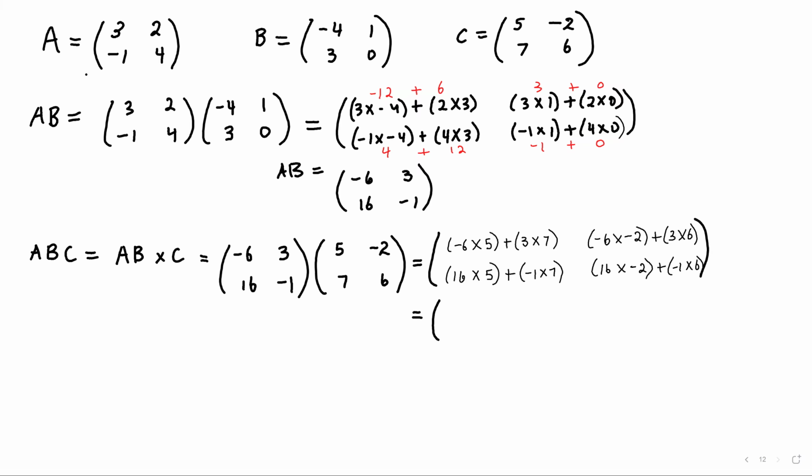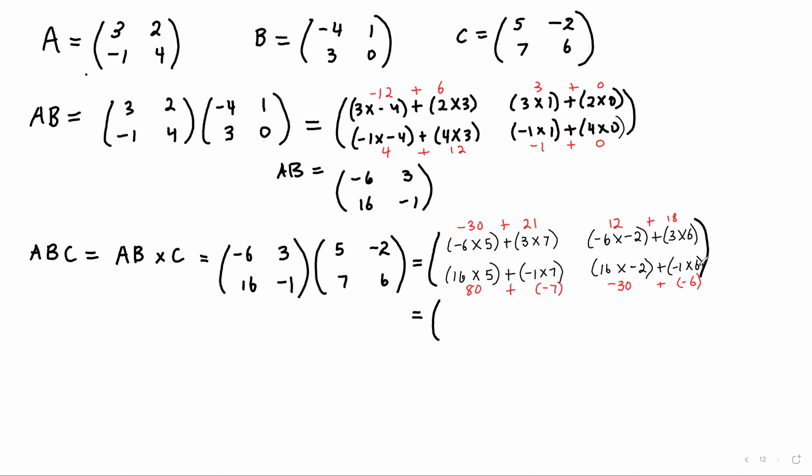and let's simplify those. Use a different color. -6 times 5 is -30. 3 times 7 is 21. 16 times 5, what is 16 times 5? 16 times 5 is 80. So this is 80 plus -7. -1 times 7 is -7. And then -6 times -2 is +12 plus 3 times 6, which is 18. 16 times -2 is -30. -1 times +6 is -6.